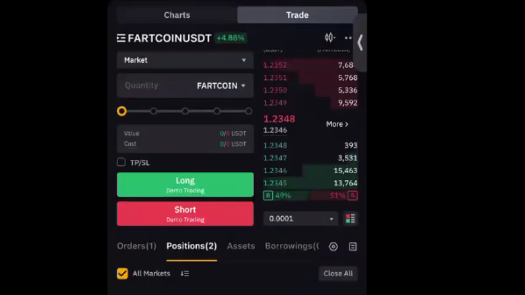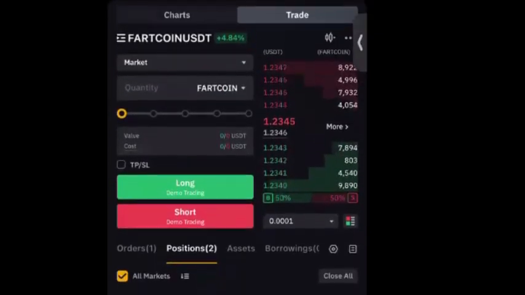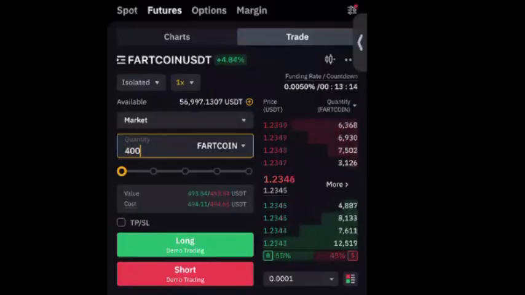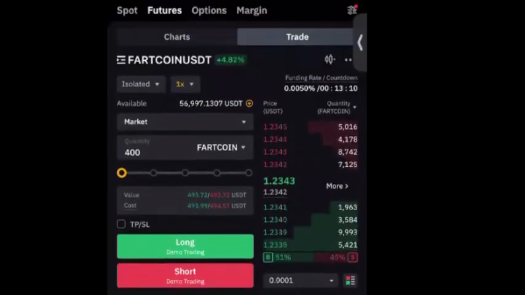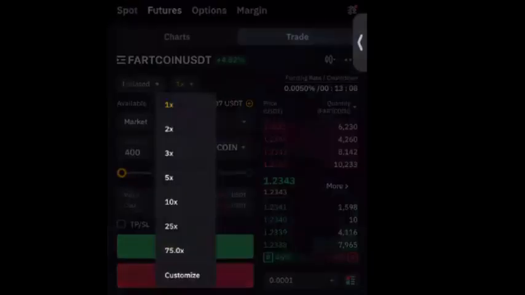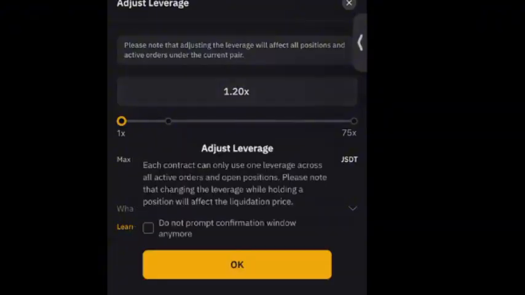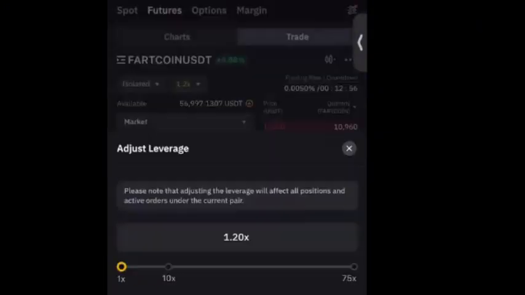So I'm going to close the graph right there. This is what I'm looking for. Let me say I want to buy 400 Fatcoins, which is equivalent to $494. Now, I'm going to increase my leverage to, let's say, 1.2x, because it's a volatile altcoin. I don't want to use high leverage. I'm going to save that, and click OK.